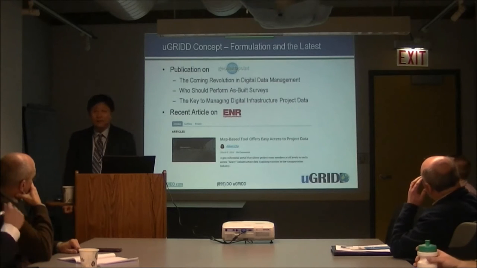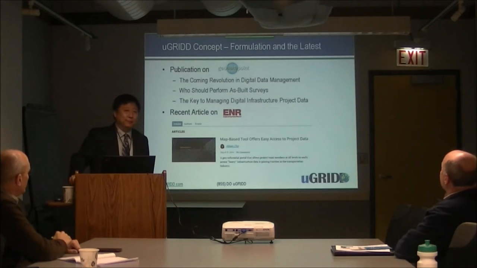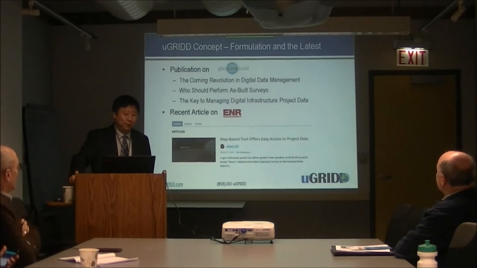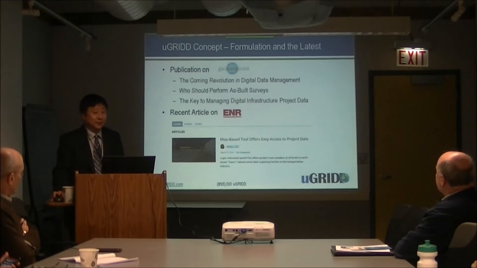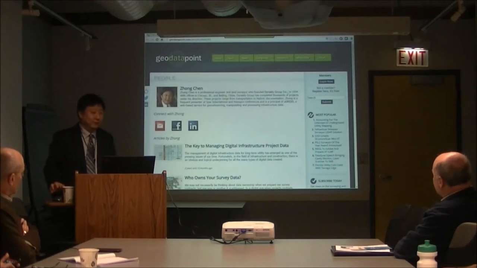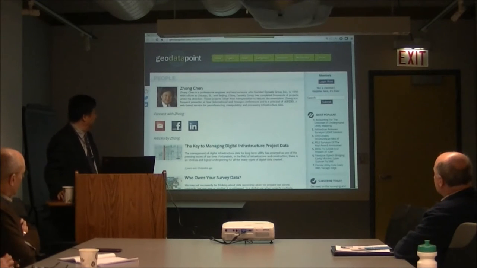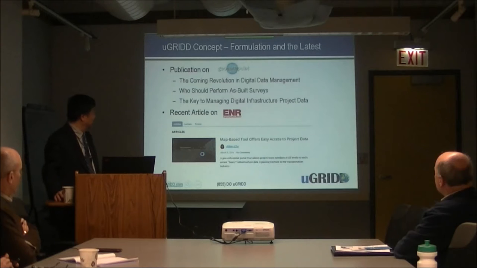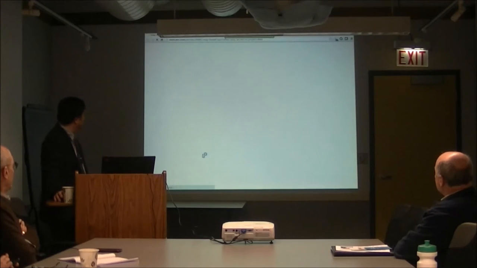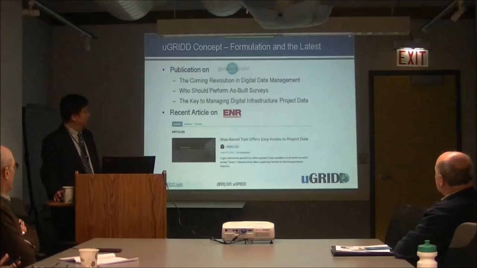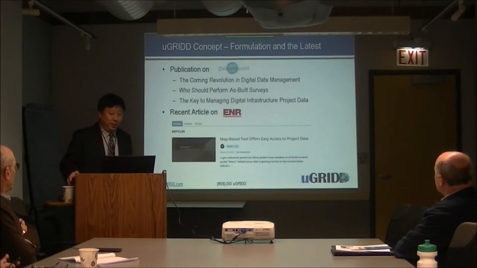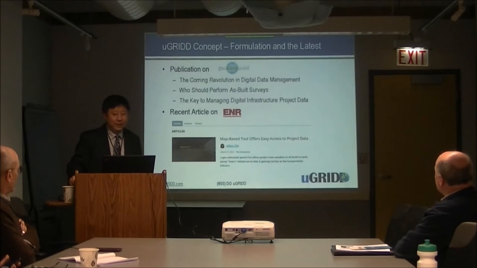About 5 years ago, with the Google Map API and other interactive map APIs surfacing and getting more and more popular, we couldn't sit still, and we started developing something. Some of the ideas were published in a series of articles between 2 and 4 years ago, and we won't go into real detail on that. The latest article in ENR talks about some of the functions of uGRIDD. In the conference room here, we have the printout of the article, but you can definitely get that online.